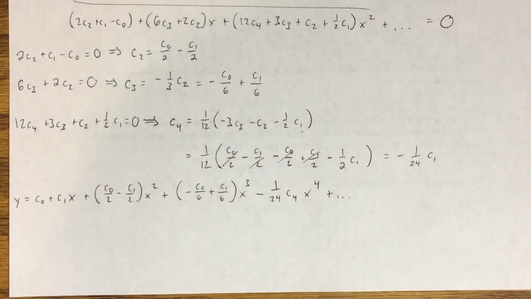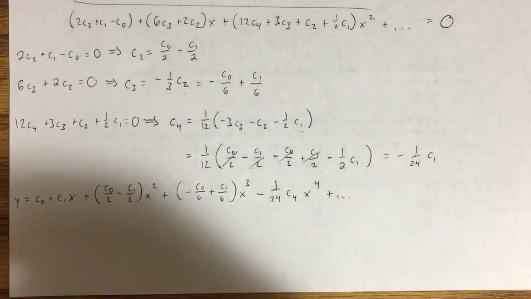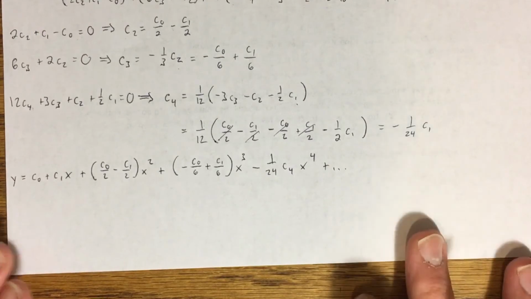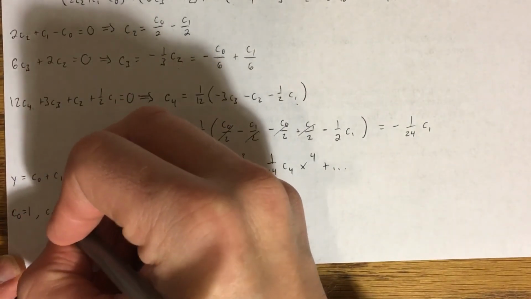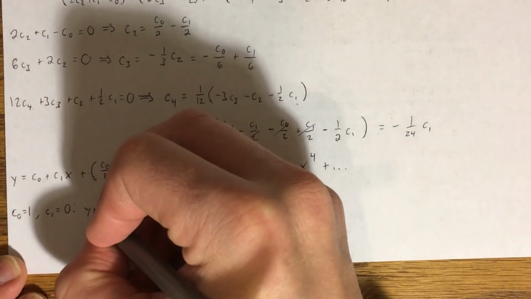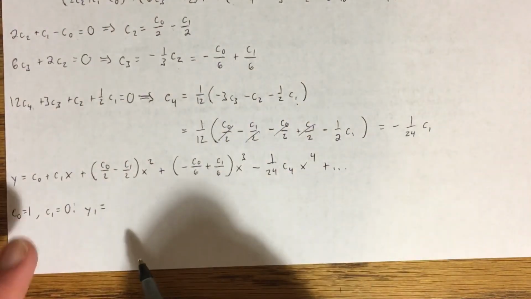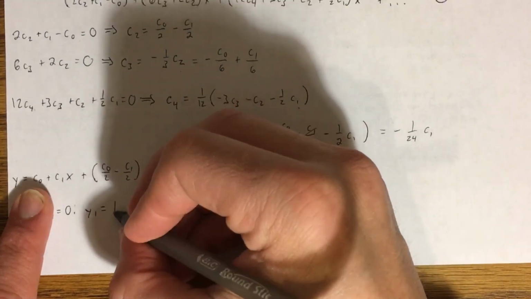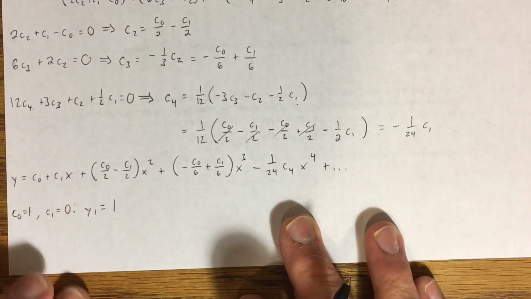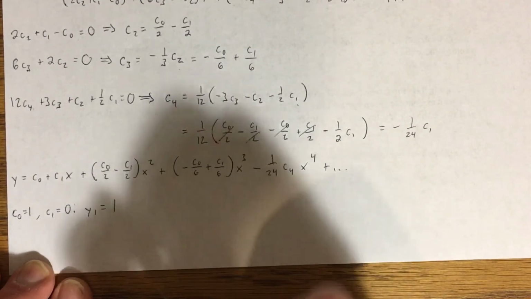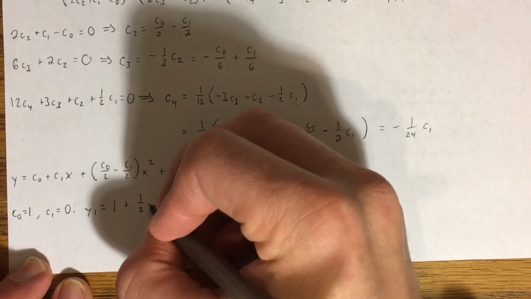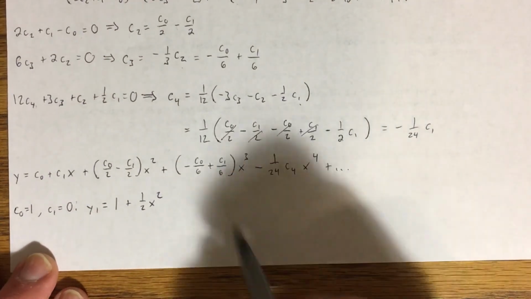Minus 1/24 C1 x to the 4th plus ... right? Okay. Now remember, the goal here was just to get two power series solutions, because then you could put those together to create a general solution. And we do that once again by setting C0 equal to 1 and C1 equal to 0 to get our first solution, y1. So if C0 is equal to 1, then that constant term becomes a 1. My x term goes to 0, it disappears. This C1 over 2 goes to 0, leaving me with 1 half x squared. So I get plus 1 half x squared there.